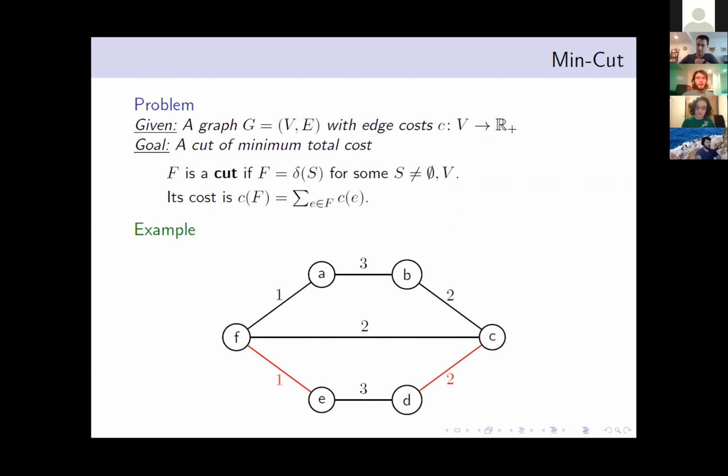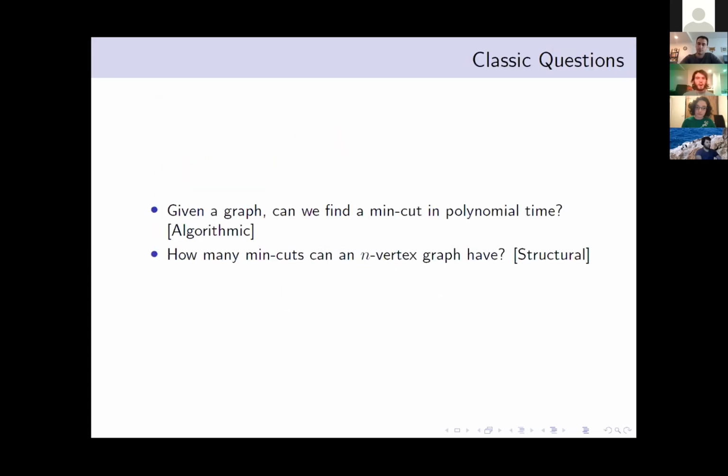So I want to start by defining the single criteria min-cut problem. We're given a graph with positive costs on the edges. For any S subset of the vertices of the graph, we define the cut induced by S, written delta S, as the set of all edges with one endpoint in S and one endpoint in V minus S. Our goal is to find a cut with minimum total cost on the edges, for example, the red edges in the picture. Some classic questions are: given a graph, can we find a min-cut efficiently? And how many min-cuts can an n-vertex graph have?